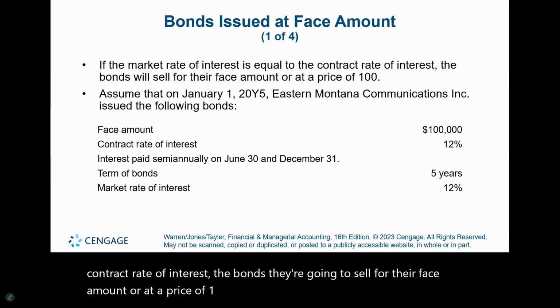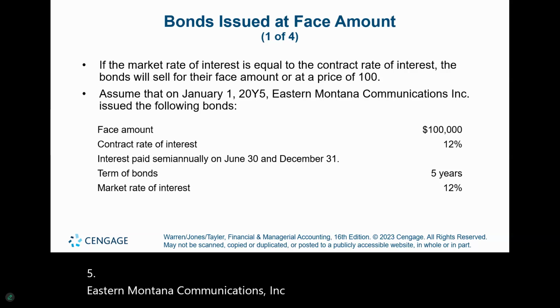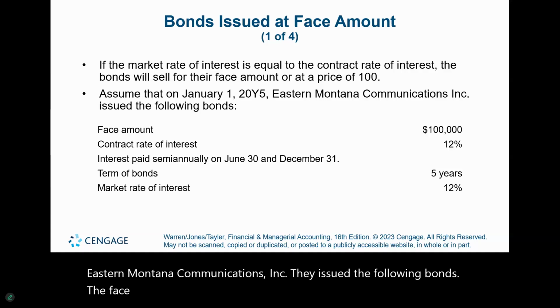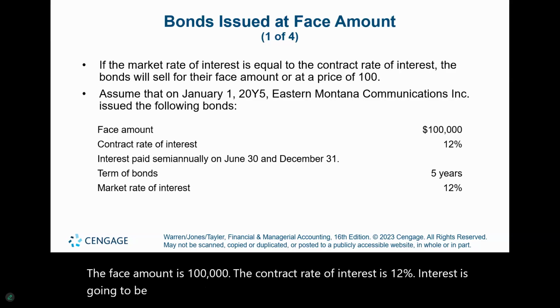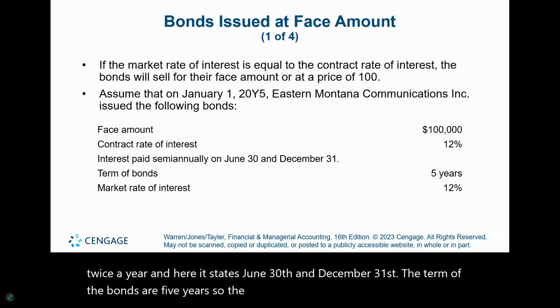So we have this example, January 1st, 20-year 5. Eastern Montana Communications, Inc., issued the following bonds. The face amount is 100,000. The contract rate of interest is 12%. Interest is going to be paid semi-annually. That means that it is paid twice a year, and here it states June 30th and December 31st. The term of the bonds is 5 years, so the bonds mature in 5 years.